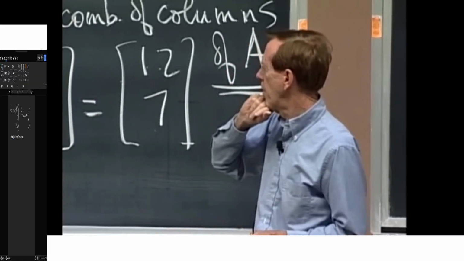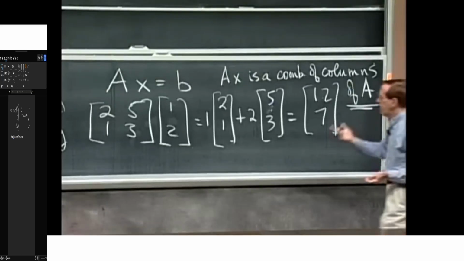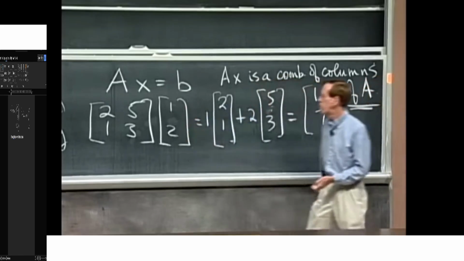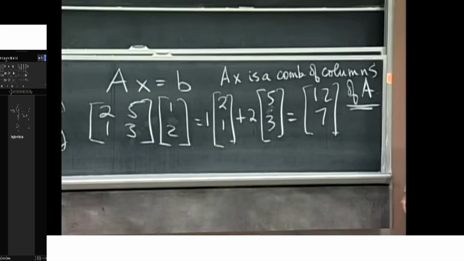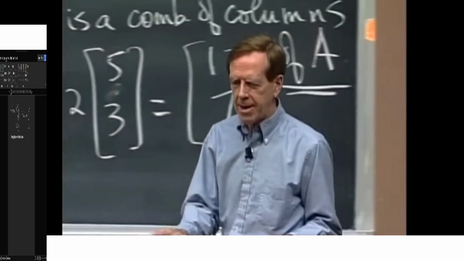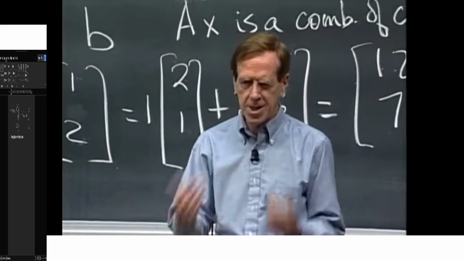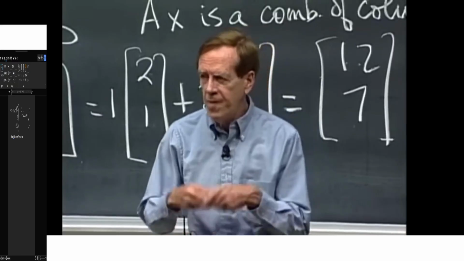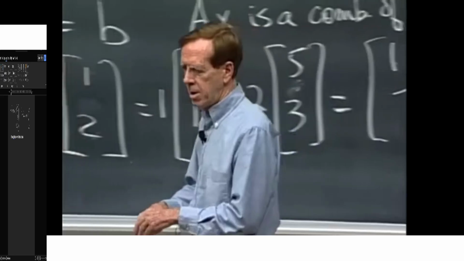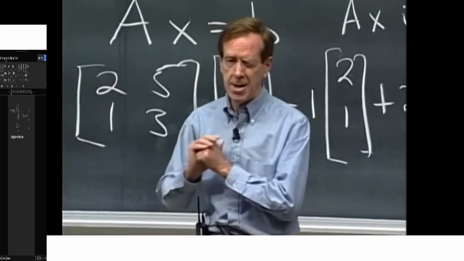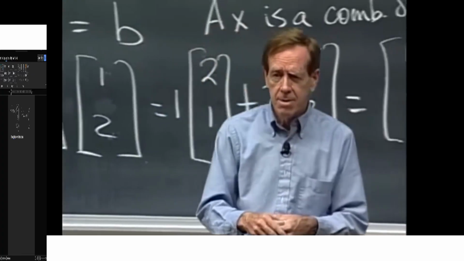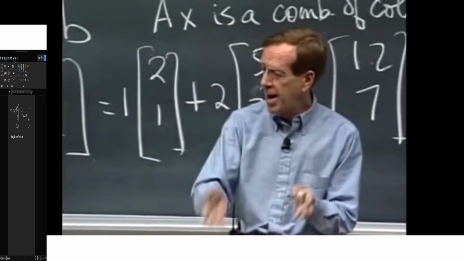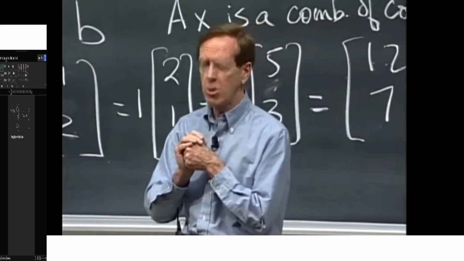So that's the picture for a 2x2 system. And if the right-hand side b happened to be 12, 7, then of course the correct solution would be 1, 2. Okay, so let me come back next time to a systematic way using elimination to find the solution, if there is one, to a system of any size, and find out, if elimination fails, when there isn't a solution. Okay, thanks.